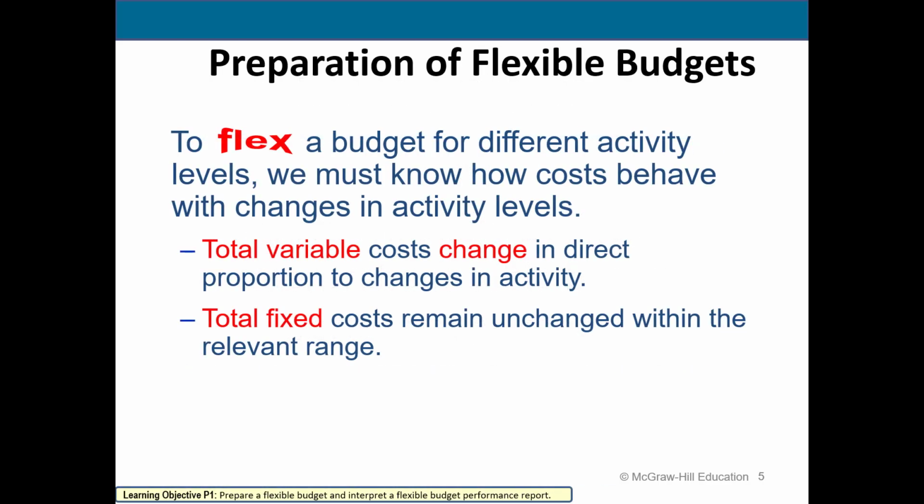The total variable cost will change in direct proportion to a change in activity level. Remember that the fixed costs remain unchanged regardless of changes in the level of activity, as long as we stay within the relevant range. So in a flexible budget, each variable cost is expressed as either a constant dollar amount per unit or a constant percentage of sales dollars. Fixed costs are expressed as a total amount because they do not change.